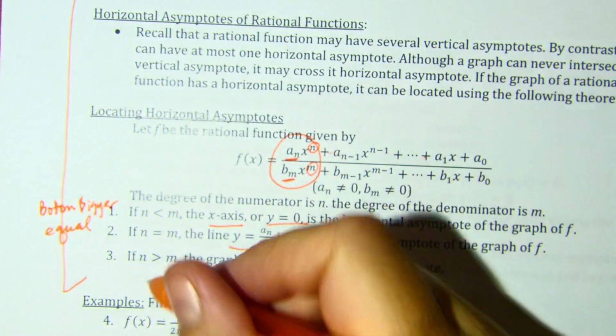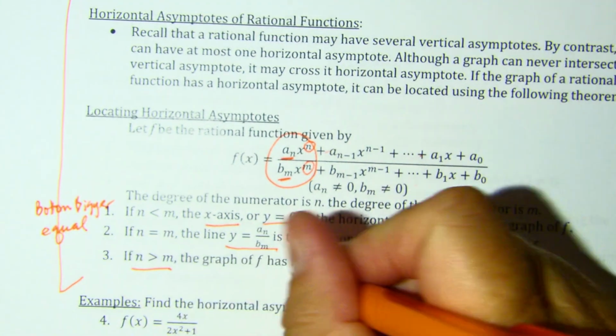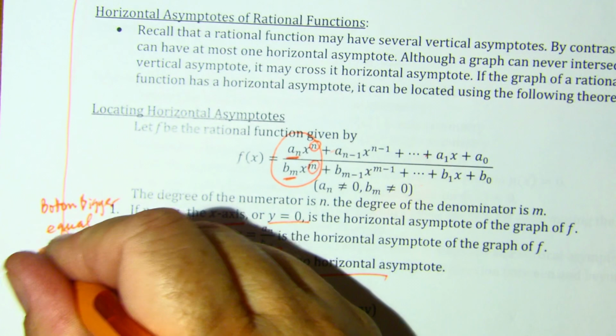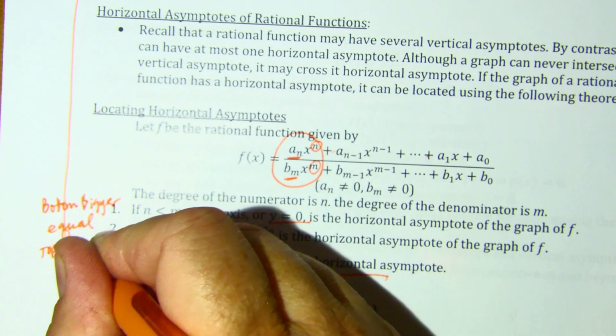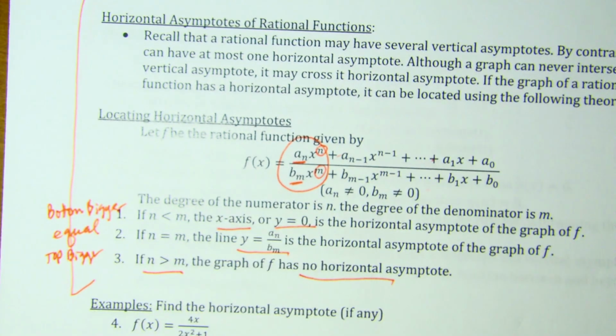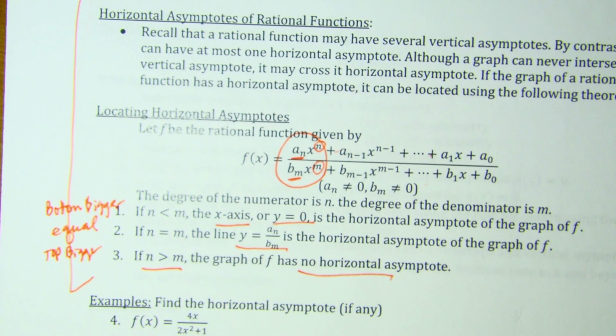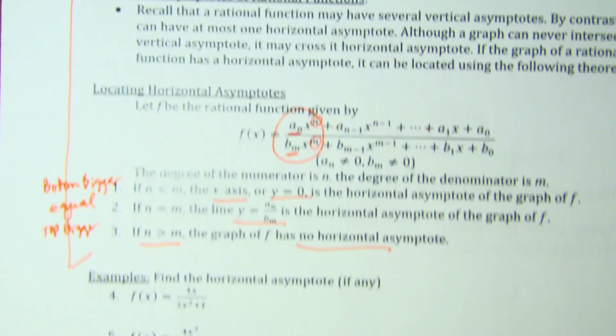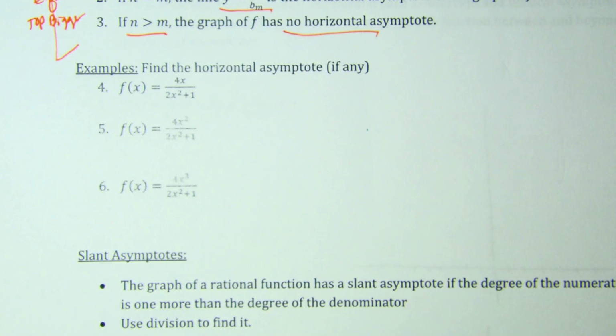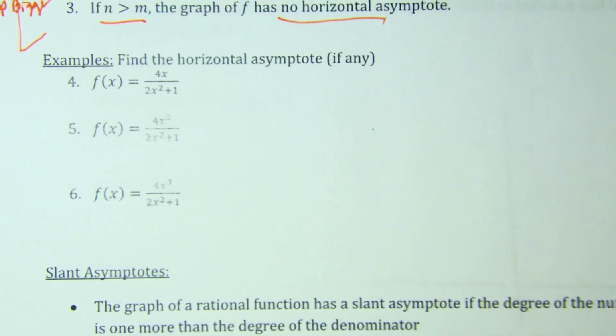Okay. And then if the degree of the top is bigger, then there's no horizontal asymptote. So top bigger. Okay, so if the top is bigger, then there's no horizontal asymptote at all. Okay, so let's do some examples here. So let's find the horizontal asymptote if there are any.